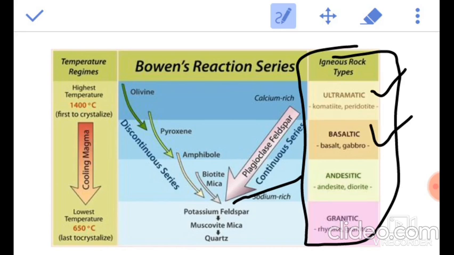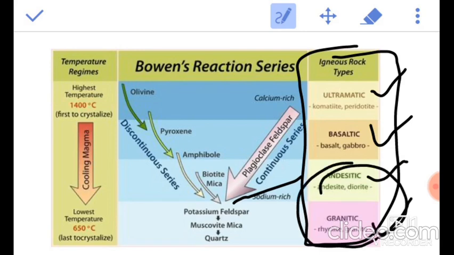Further magmatic differentiation of this basaltic rock leads to the formation of andesite and granite. So these two are the elements of continental crust. As we move from top to below, the density of the rocks reduces because the proportion of silica increases. This is the reason oceans are denser than continents.